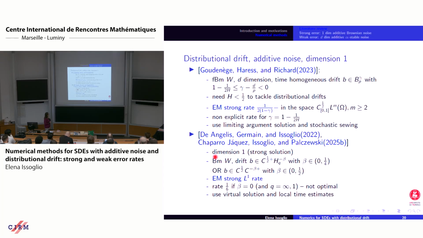the case of Brownian motion. We had to stick to dimension 1. We wanted to work with strong rates, so dimension 1 is where we have strong solutions. And okay, in the first work, we were working with fractional Sobolev spaces, and in the second work, we were working with Holder spaces, Besov spaces, sorry.